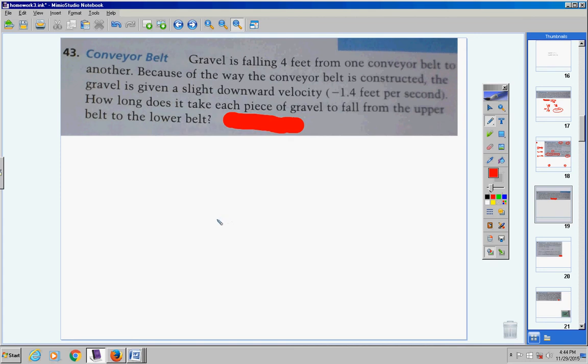Because of the way the conveyor belt is constructed, the gravel is given a slight downward velocity of 1.4 feet per second. How long does it take each piece of gravel to fall? Now listen, they tell you there's velocity involved. There's no secret. Because of the way the belt is constructed, there is a slight downward velocity. So if we have velocity, here's the formula we're going to use. Anytime we have velocity, or in other words, throwing power behind the object, we're going to use this formula.